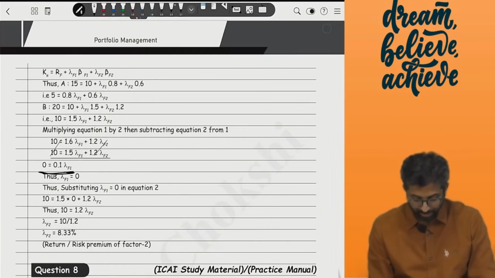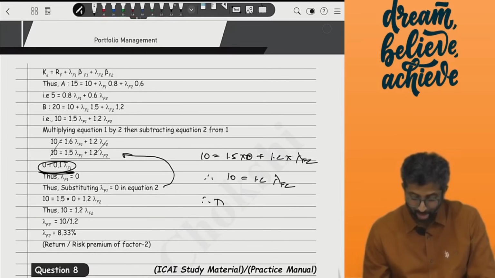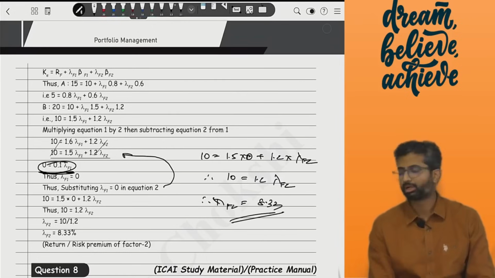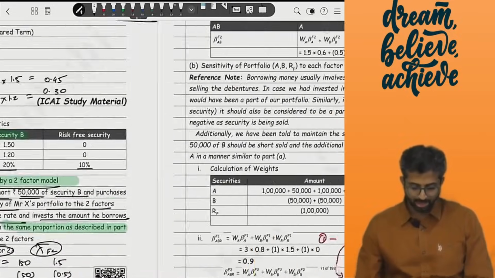However, if I were to substitute this 0 in any of these equations, for example, 10 is equal to 1.5 into 0 plus 1.2 into lambda factor 2. If I do this working, this is 10 equals 1.2 lambda factor 2. Therefore, lambda of factor 2, or risk premium or return premium of factor 2, will come to 8.33%. Okay, so this kind of takes care of question number 7.